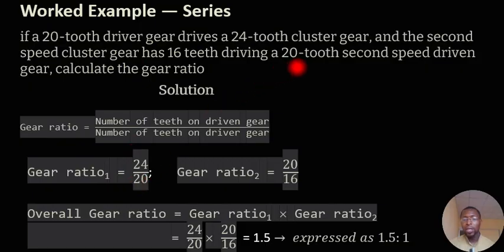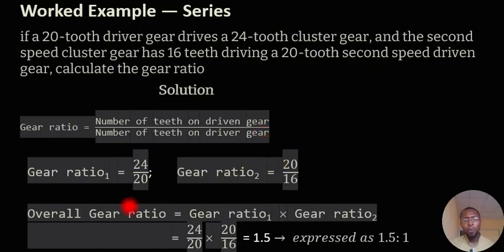That's it. Now we move on to the second sentence. It said, and the second speed cluster gear has 16 teeth, driving a 20-tooth second speed driven gear. So this 16-teeth gear is the driver gear of this 20-tooth gear. And for us to get gear ratio 2, it's the number of teeth on the driven gear over the number of teeth on the driver gear, that was 20/16.